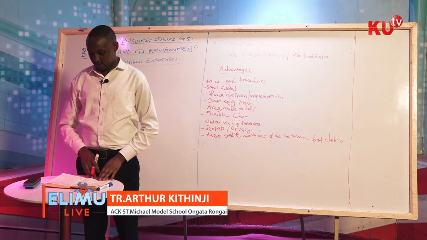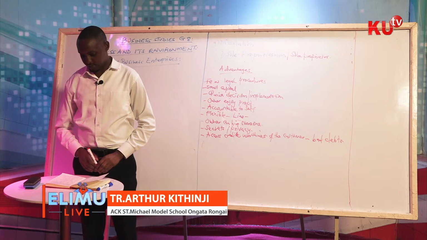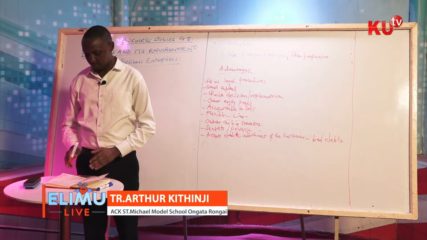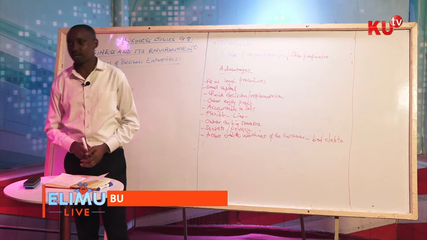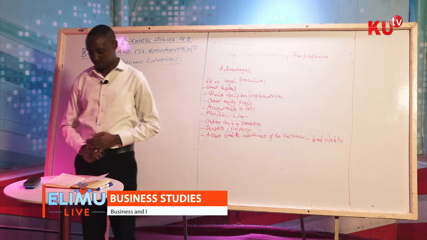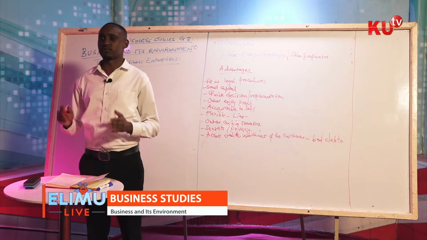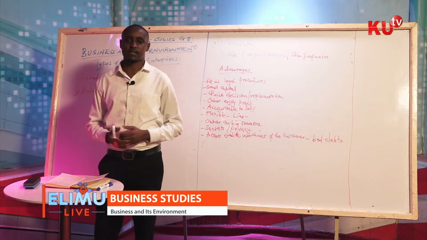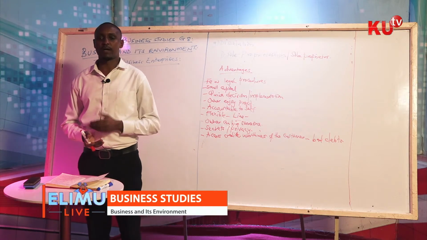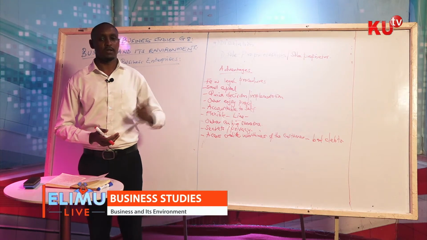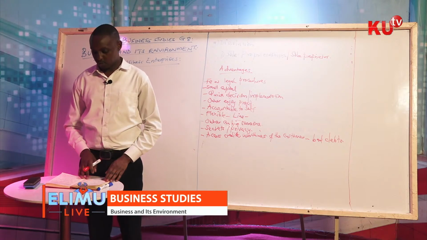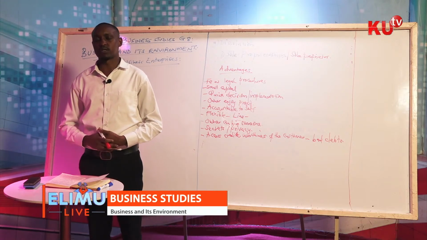And then lastly, those are some of the disadvantages. We have talked about unlimited liabilities, whereby in case of debts, the property of the owner can be taken to pay for the debts of the business. Number two, we have said there are limited sources of capital.